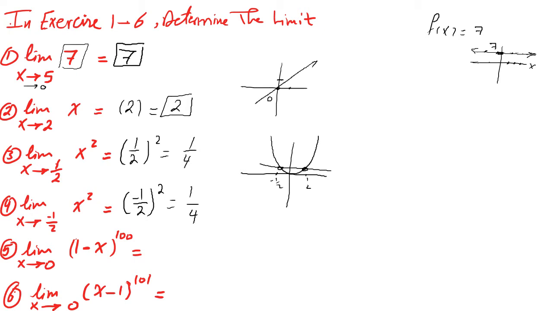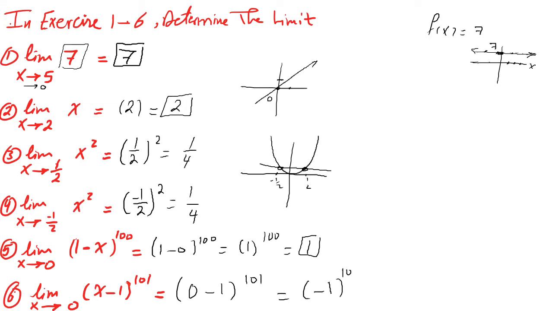Number 5, x tends to 0 for 1 minus x to the power of 100. So 1 minus 0 to the power of 100, which is 1 to the power of 100, which is equal to 1. For number 6, limit of x tends to 0 for x minus 1 all to the power of 101. So 0 minus 1 to the power of 101. So it's negative and the power is odd. The power is odd, so it will keep the sign of the value, which is negative, so it's negative 1.